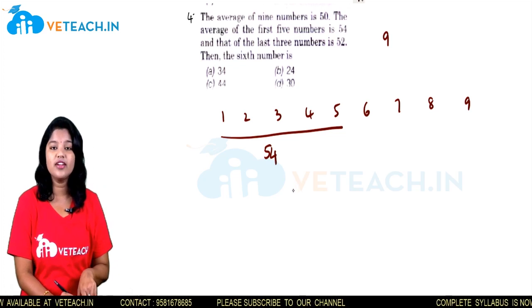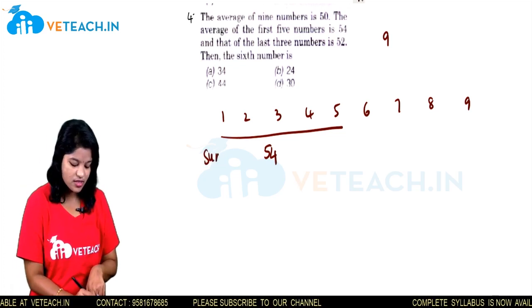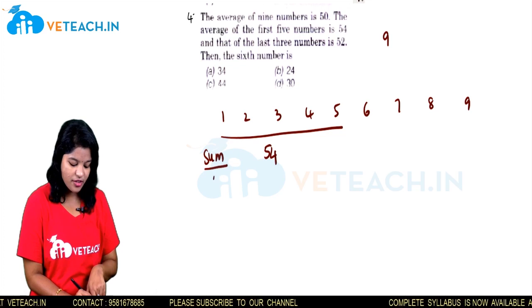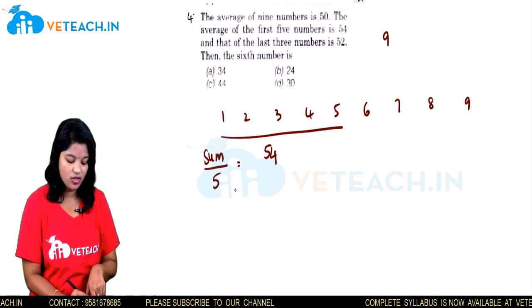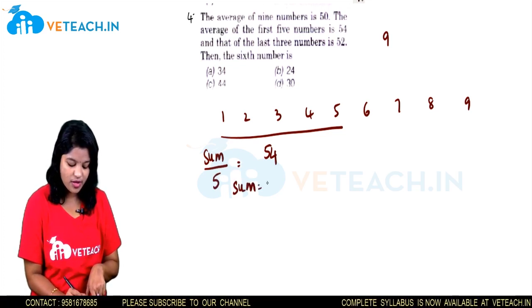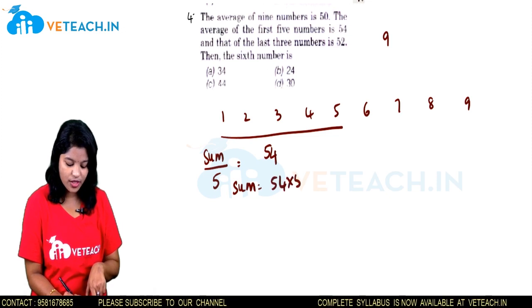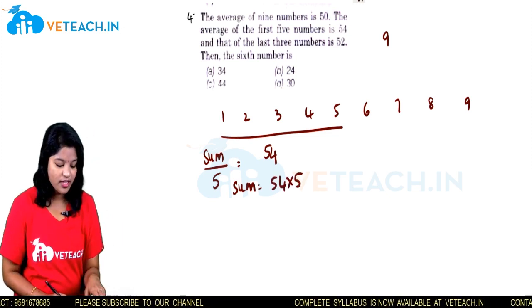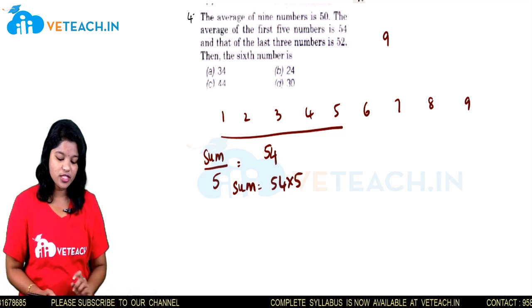So this is the average. That means the sum of 5 numbers divided by 5 is equal to 54. Now the sum of the first 5 numbers is nothing but 54 into 5. Similarly, that of the last 3 numbers is 52.